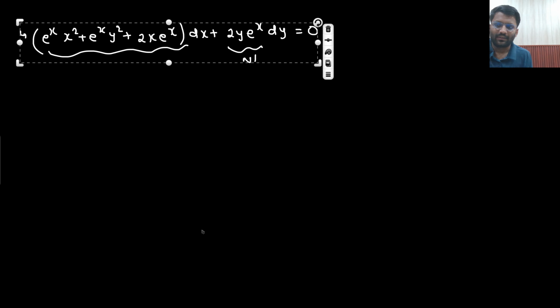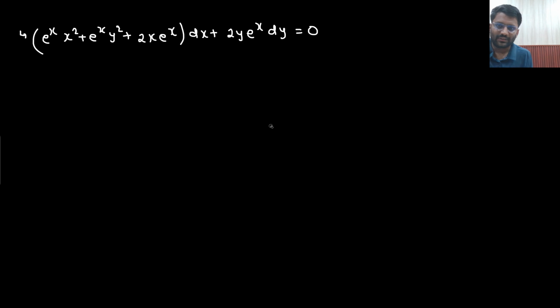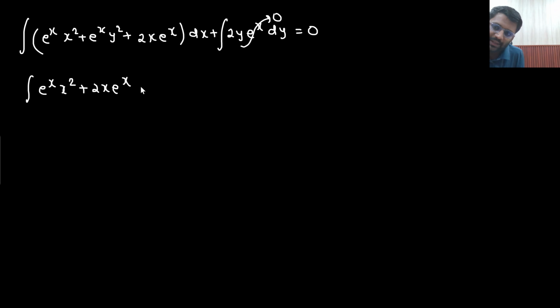Since it is exact, I will remove this, and I will remove this as well. Here I will simply integrate. Whatever term is related with x, put that to 0. Treat y as constant and solve it. So basically I am supposed to solve the integral of e to the power x times x square plus 2x e to the power x dx plus e to the power x times y square dx equals constant. This is what I am supposed to solve, right?